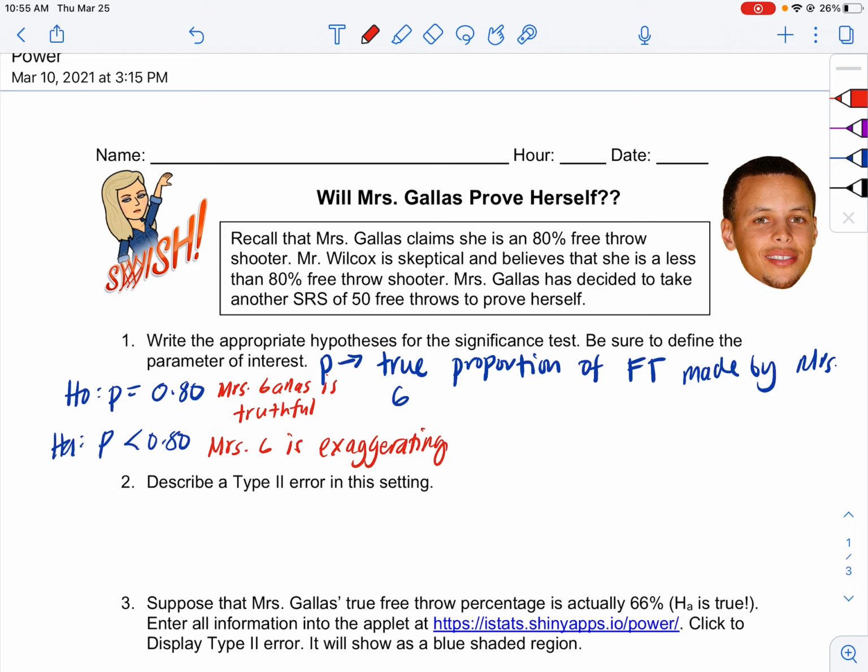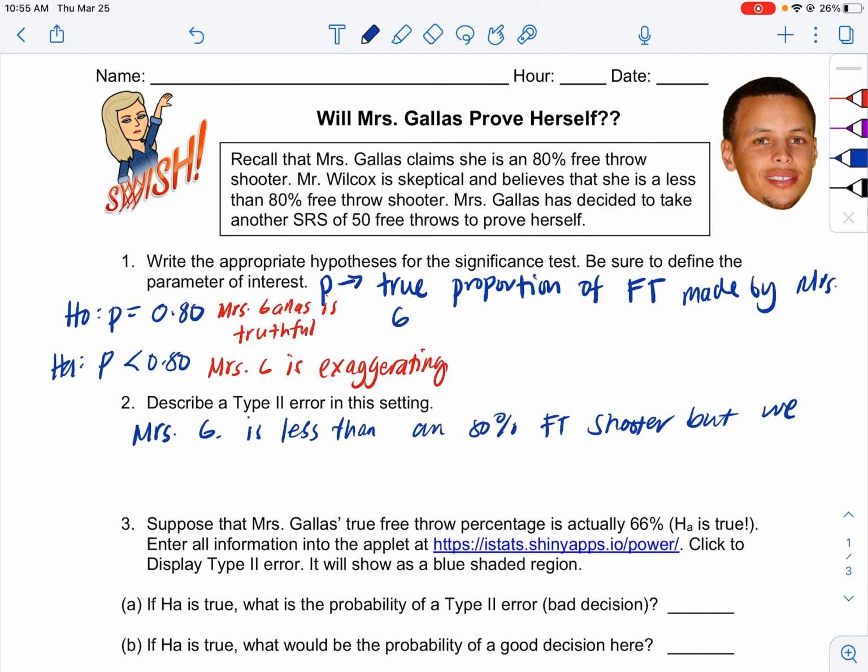So, what is that in context? Mrs. G is less than an 80% free throw shooter, but we failed to reject the null. Okay, we failed to reject the null. We didn't find a convincing evidence against it.